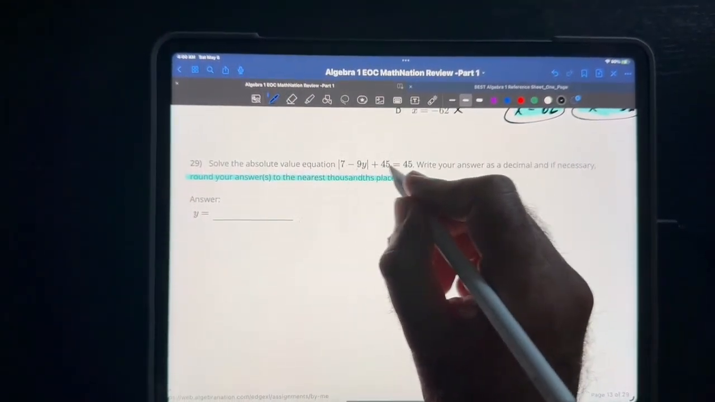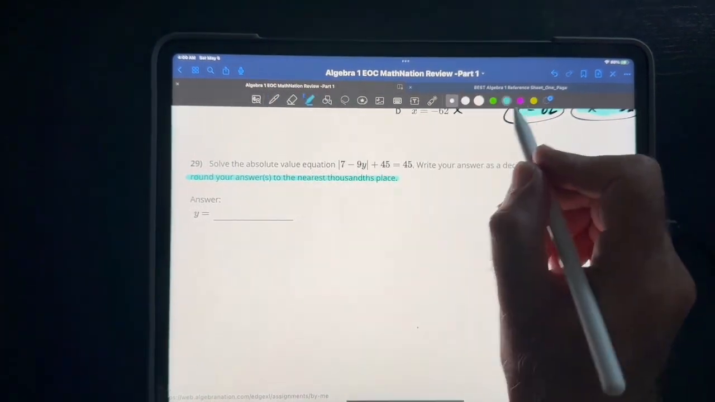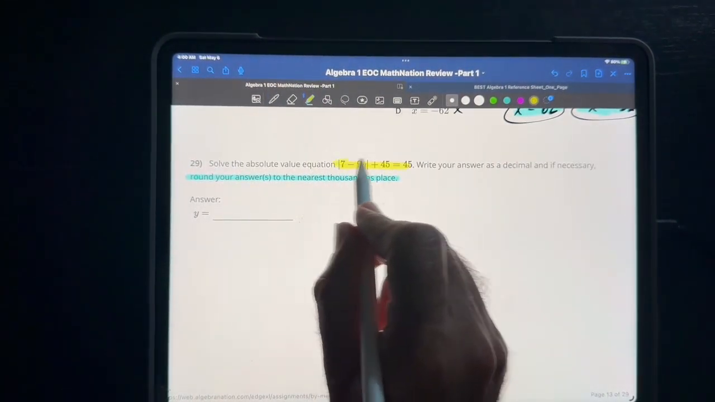All right. So let's write down our equation. Our equation right here is this guy. So we're going to start by doing that.